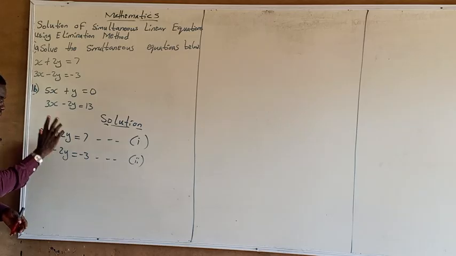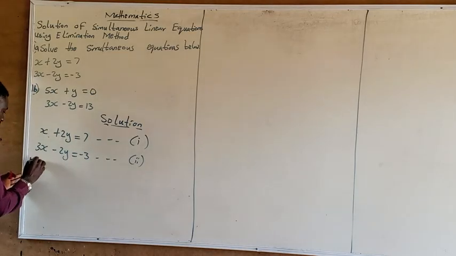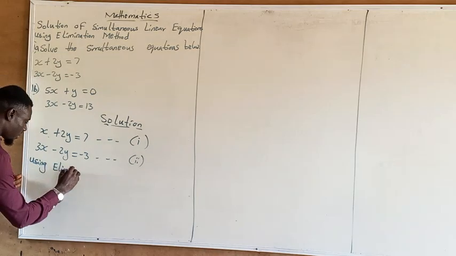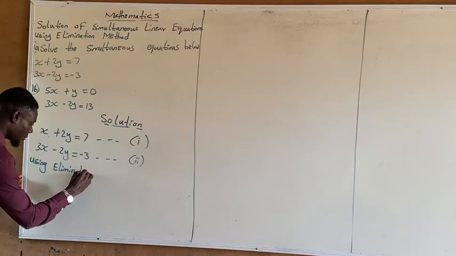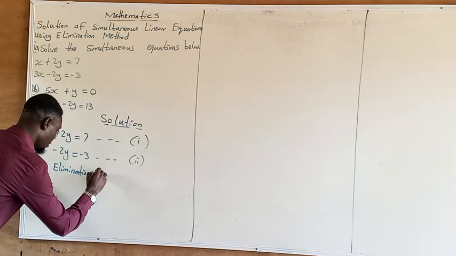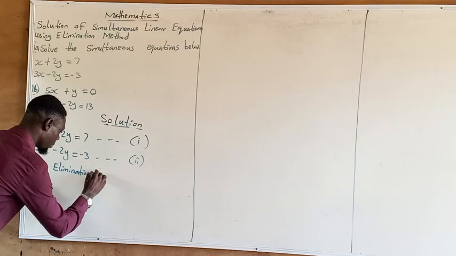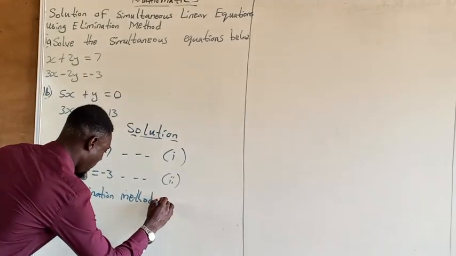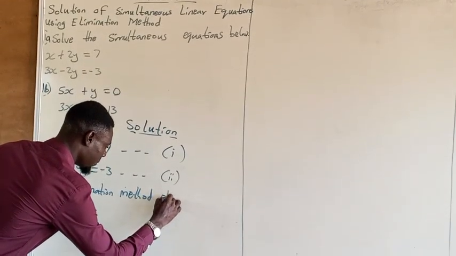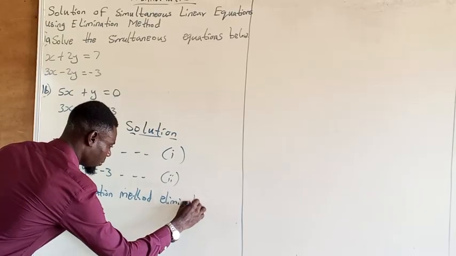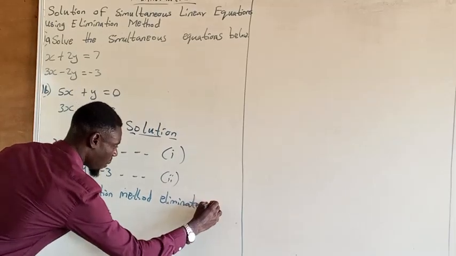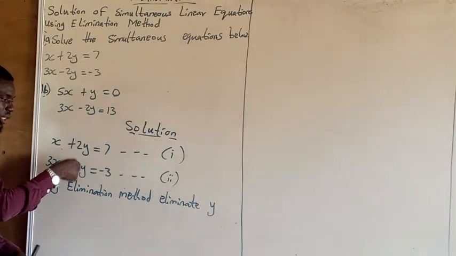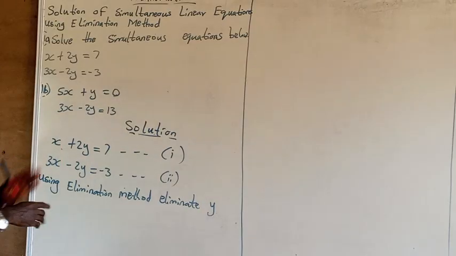Now, observe. We want to eliminate, using the elimination method, y. Why did I use y? Because it is easier to use y, because the two coefficients are the same regardless of the sign.